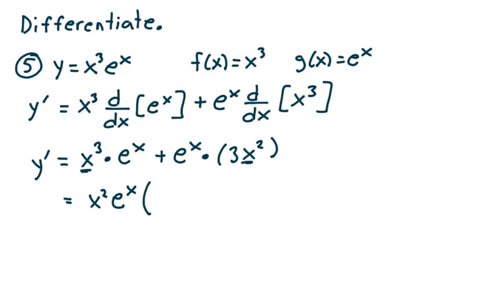Now, when I do that, notice how I have 1x left over from the first term, and then I'm going to add 3. That's what's left over from the second term. And so the derivative ends up being x squared e to the x times the quantity x plus 3. And that right there is how you do problem number 5.